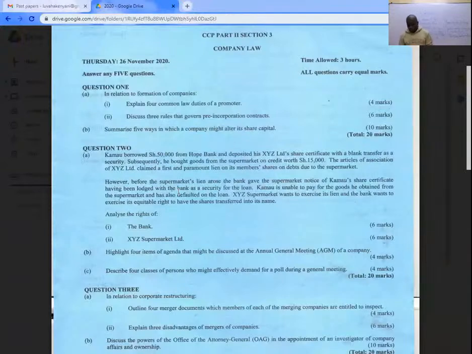So you can simply say, maybe you can write the answer to this particular question. You can write the answer to this particular question: the rights of the bank.